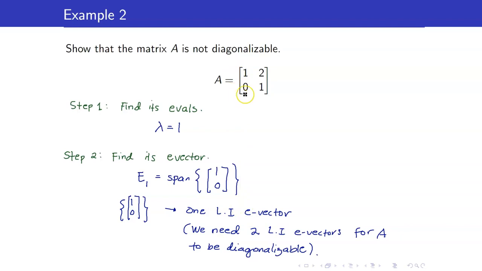However, for this matrix here, what is the characteristic polynomial? The characteristic polynomial is lambda minus 1 squared, correct? So therefore, the algebraic multiplicity of 1 is 2. However, the geometric multiplicity of 1 is just equal to 1. They are not equal. So that is the reason why A is not diagonalizable.